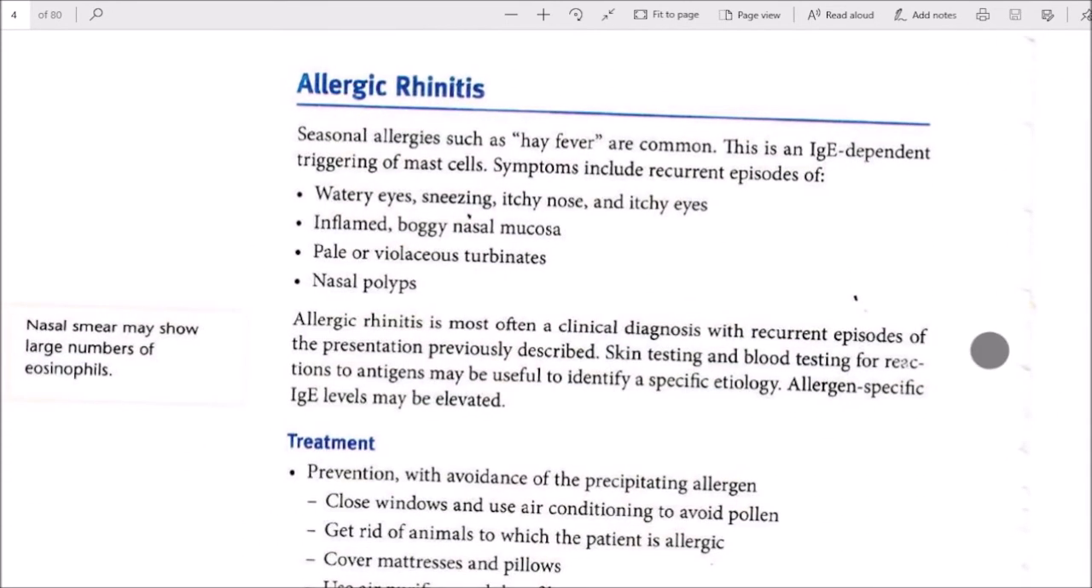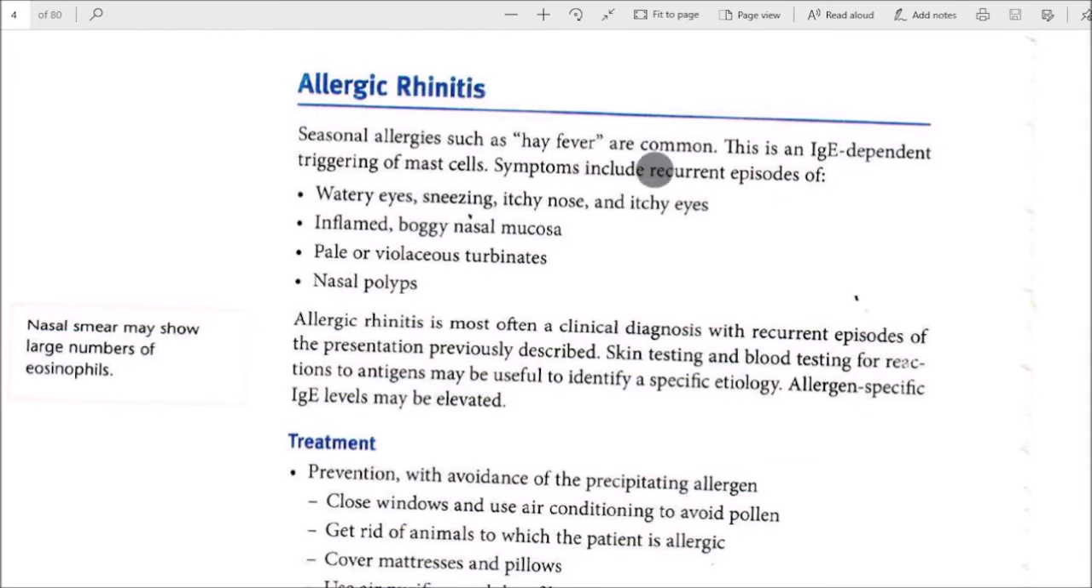Allergic rhinitis. Seasonal allergies such as hay fever are common. This is an IgE-dependent triggering of mast cells. Symptoms include recurrent episodes of watery eyes, sneezing, itchy nose and itchy eyes, inflamed boggy nasal mucosa, pale violaceous turbinates, nasal polyps. Allergic rhinitis is most often a clinical diagnosis of the recurrent episodes previously described.